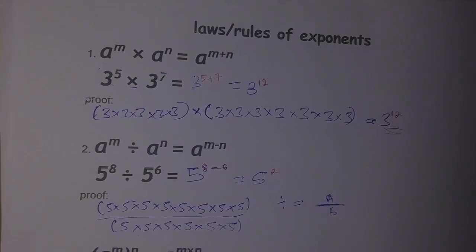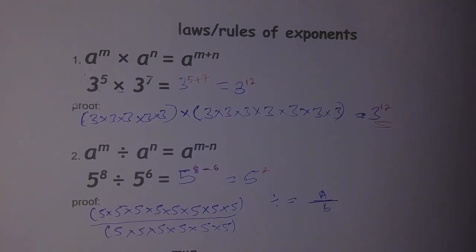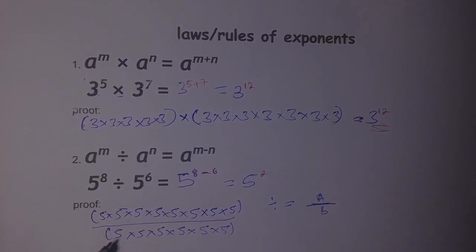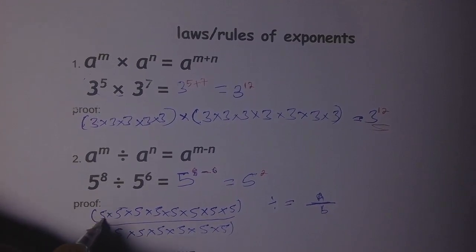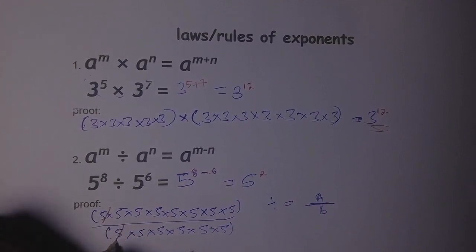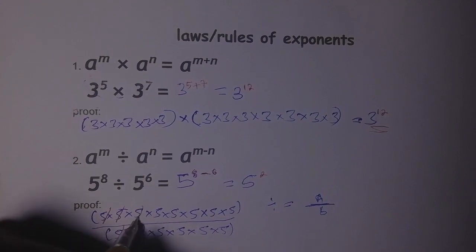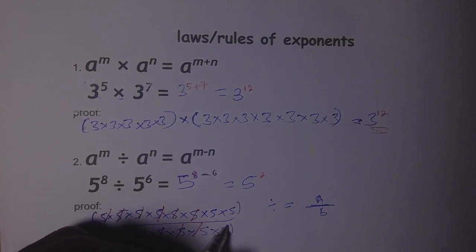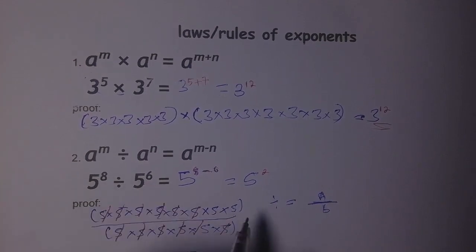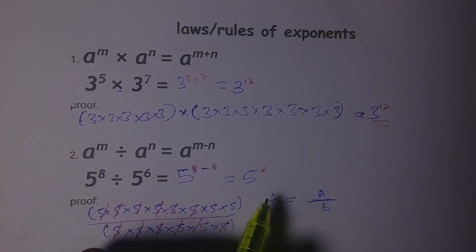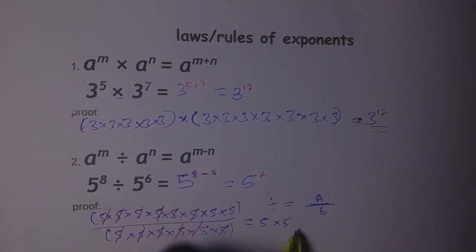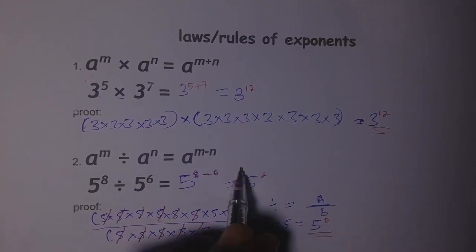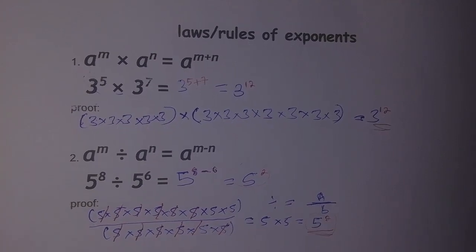So in mathematics, if you have similar terms, one at the top and the same term at the bottom, they can cancel into one. So you can cancel this 5 with this, this with this, this with this, this with this, this with this. So we are left with only two 5s. So this can be written as 5 times 5, which is nothing but 5 power 2. So that's how we got the second law.